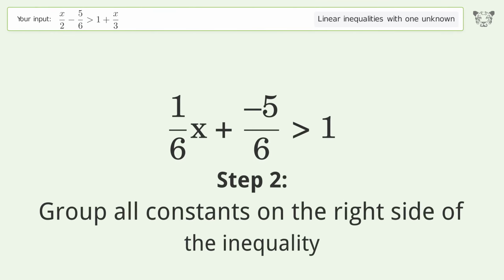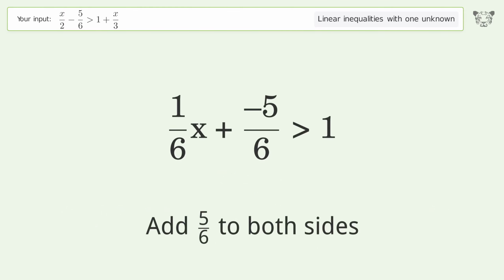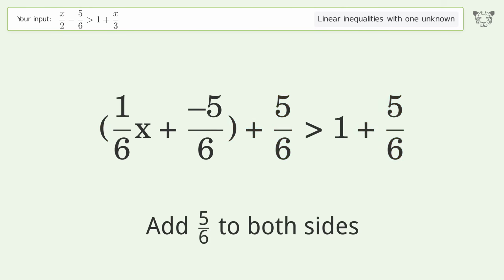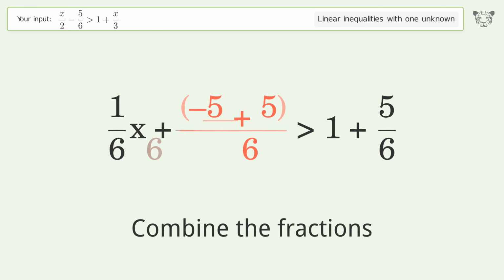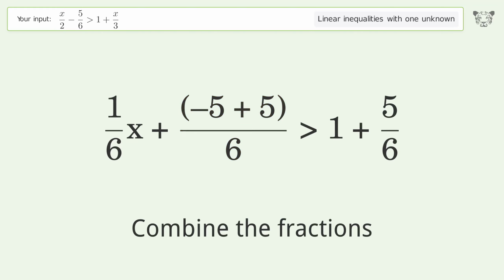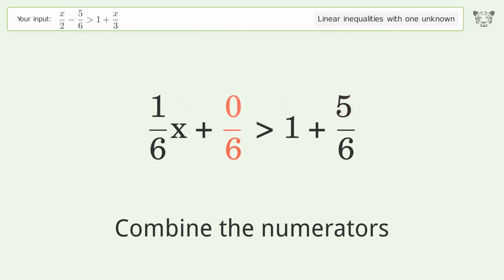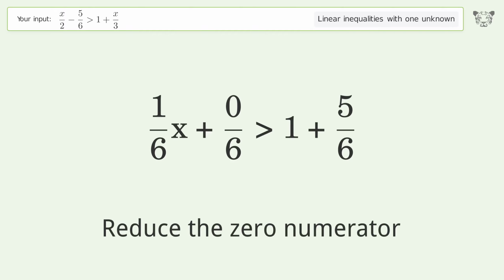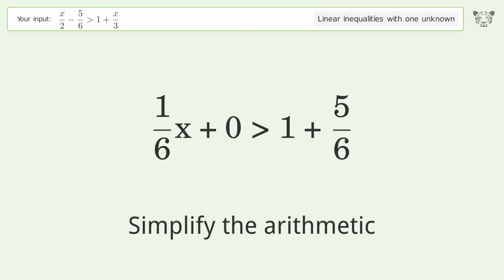Group all constants on the right side of the inequality. Add 5 over 6 to both sides. Combine the fractions. Combine the numerators. Reduce the zero numerator. Simplify the arithmetic.